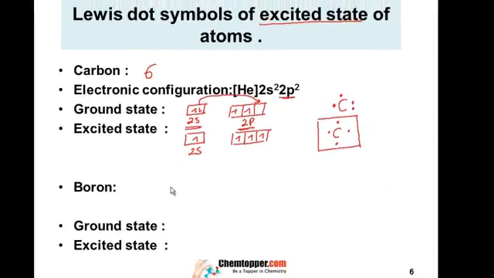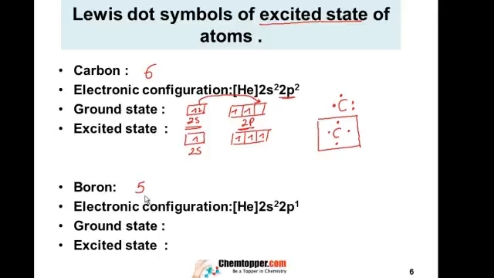that it can make 4 chemical bonds by sharing 4 of its electrons. In case of boron, the atomic number is 5. Its electronic configuration is helium, that's the inner core, 2s2, 2p1. So there are 3 electrons in the outermost shell of boron. 2 are paired and 1 is unpaired.